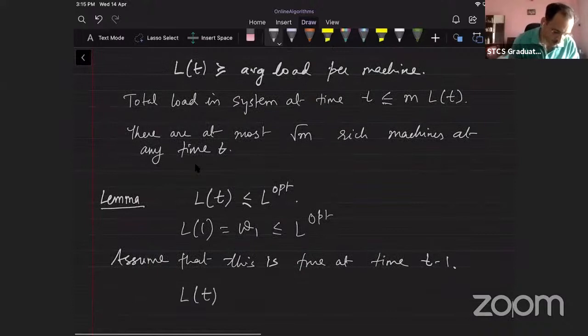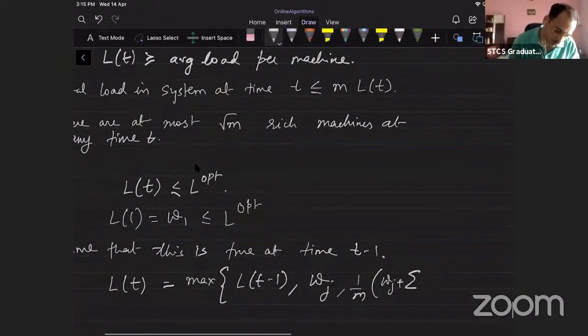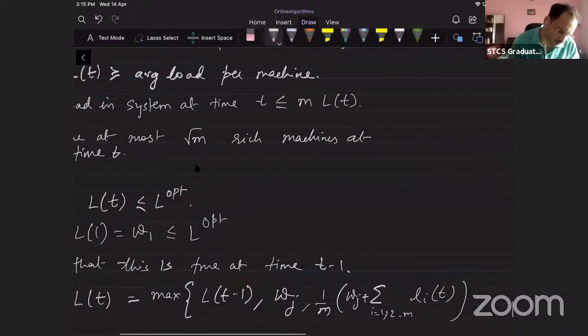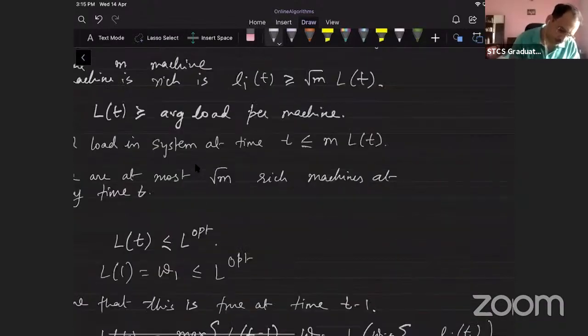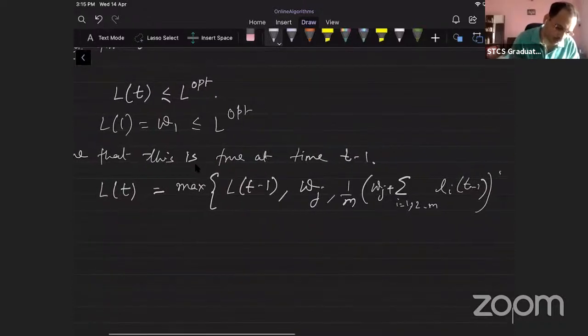So then what is L(t)? L(t) is the max of L(t minus 1), Wj, which arrives at time t, and 1 by M times Wj plus the total load in the system, the sum over i going from 1 through M of Li(t minus 1). Right? So that's my L(t).